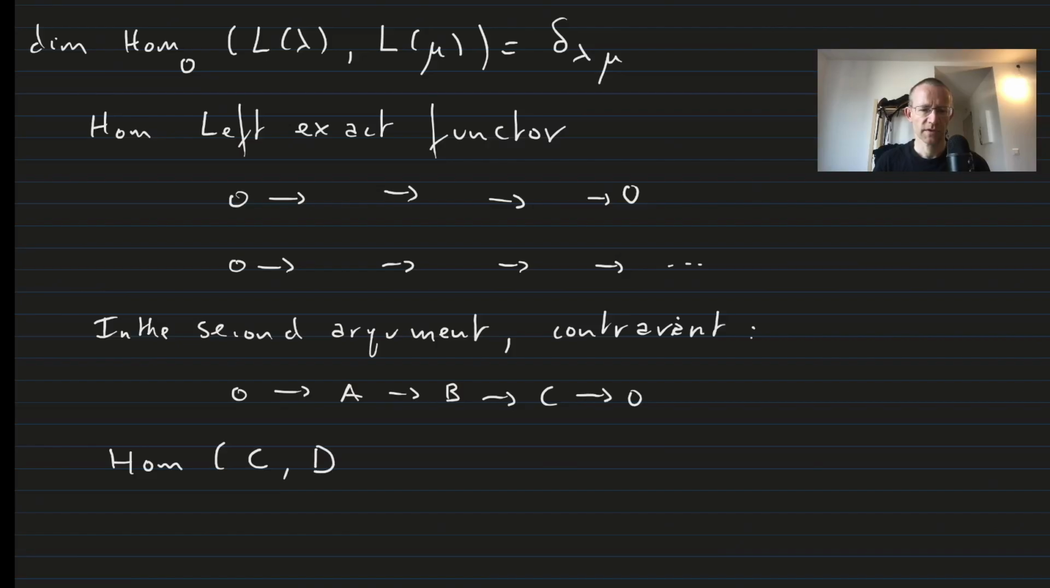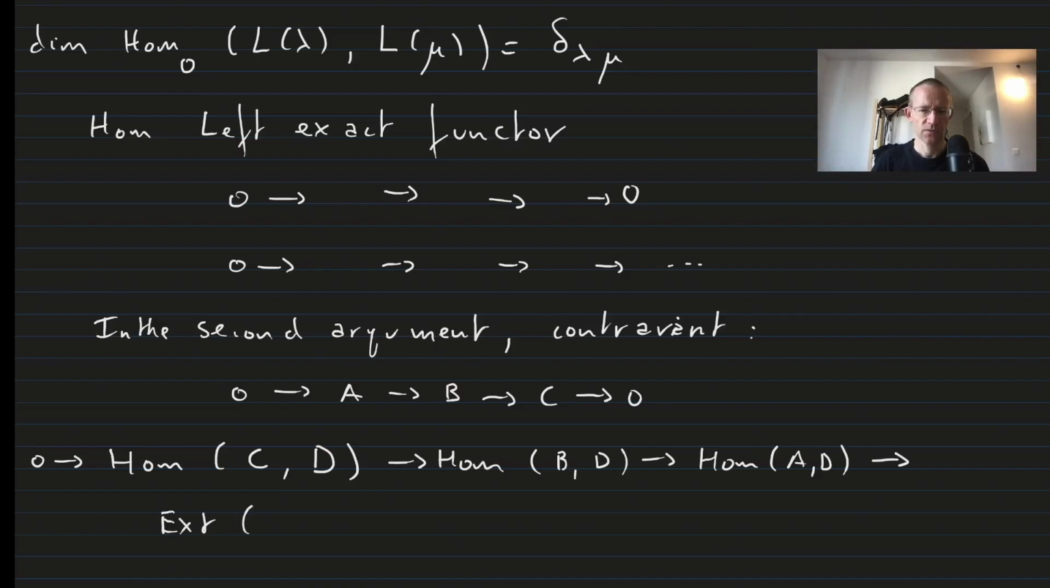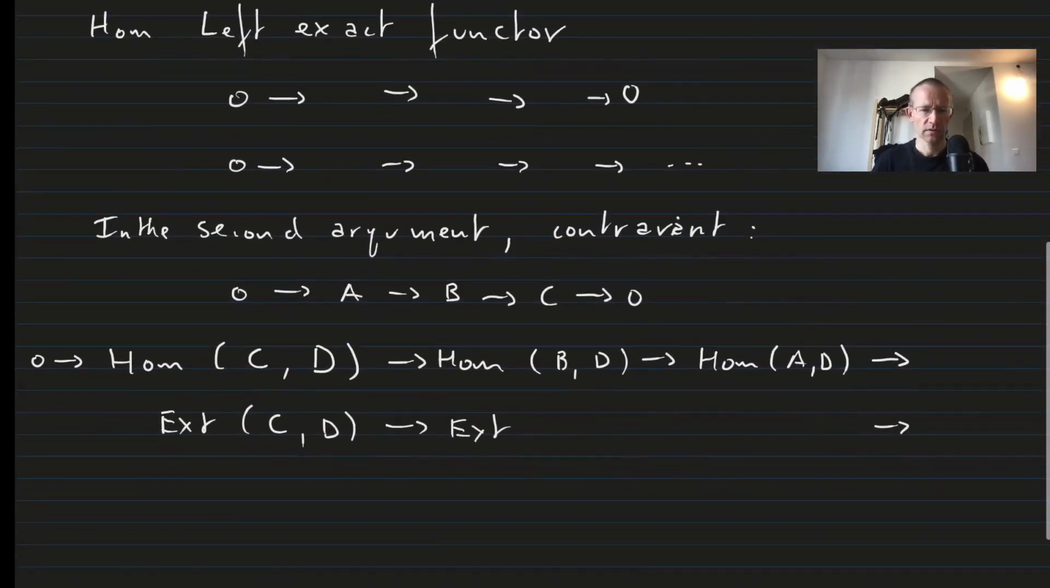So for instance, it's left exact, and we'll have Hom CD going to Hom BD going to Hom AD, and then it goes on. And the way it goes on is it goes into the first Ext group by definition, and it continues in the same order. And then if it goes beyond that, which we will not do here, we'll go to the second Ext group of CD, etc.